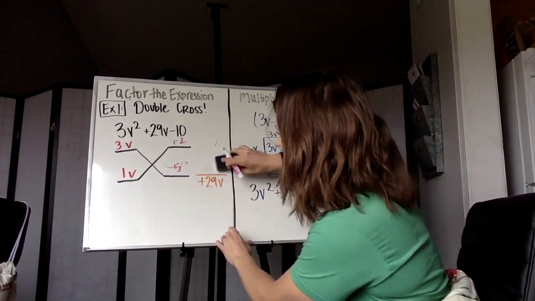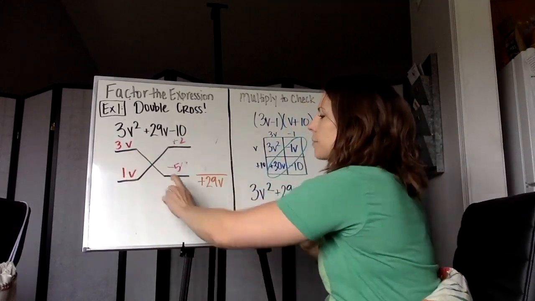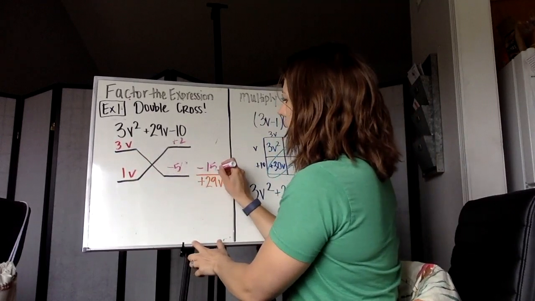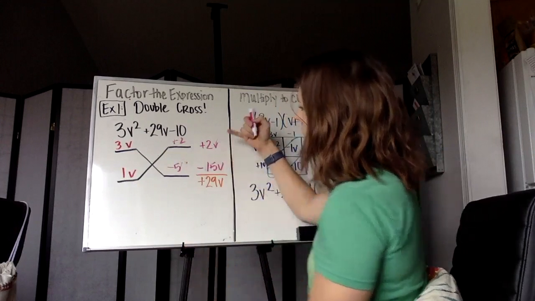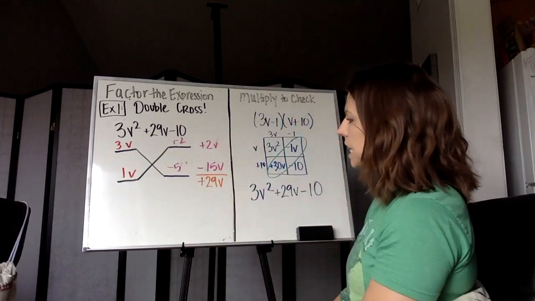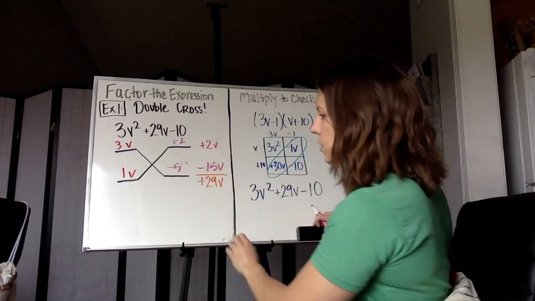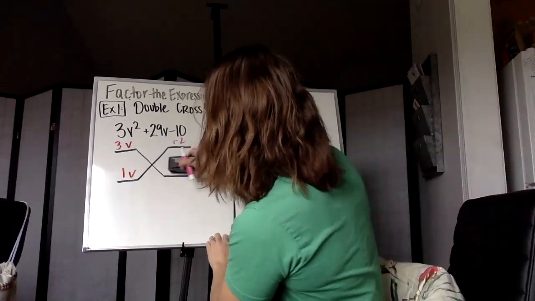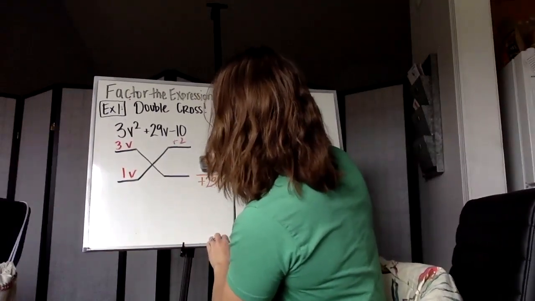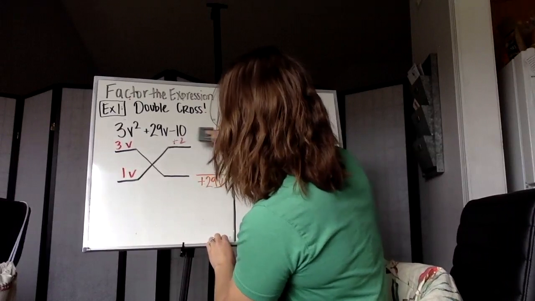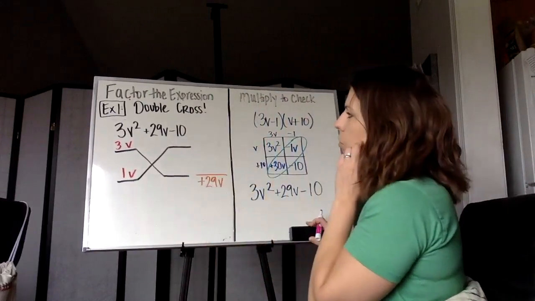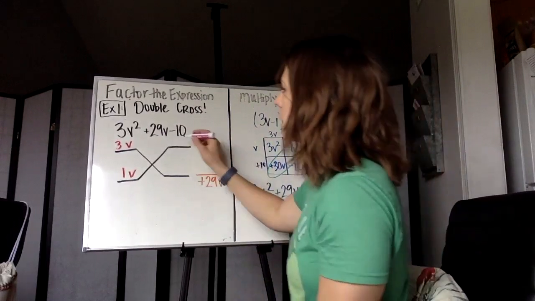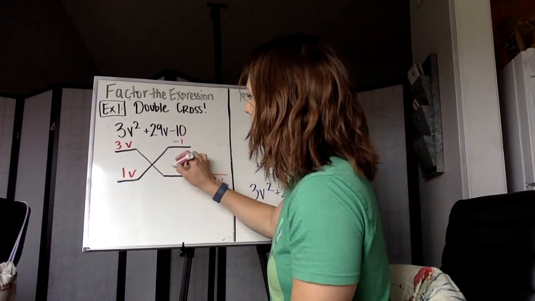Let's see. 3v times negative 5 is negative 15v. 1v times 2 is positive 2v. 2v minus 15v is not positive 29v. So 5 and 2 are officially out. I don't think that those two are going to work. Let's try 10 and 1. What if we did a negative 1 and a positive 10?